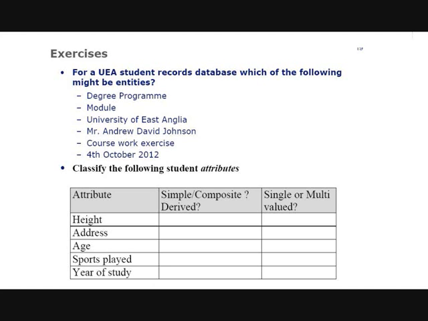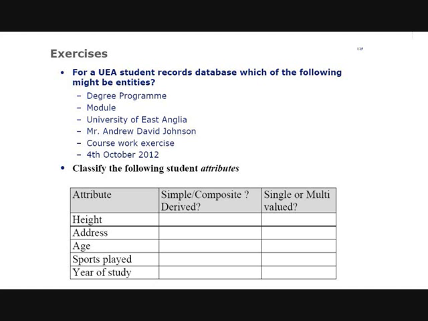Simple. And derived? Yes. Is it single or multi-valued? Single. You can only be one age. You might like to be a younger age, but still one age. What about the sports played? Is that simple or composite?